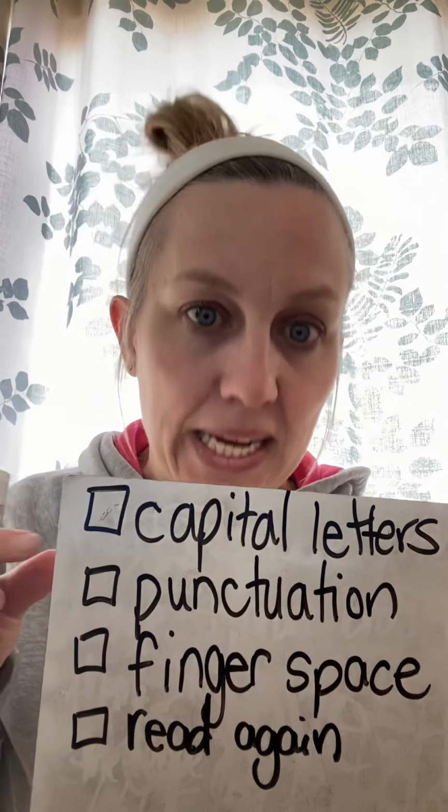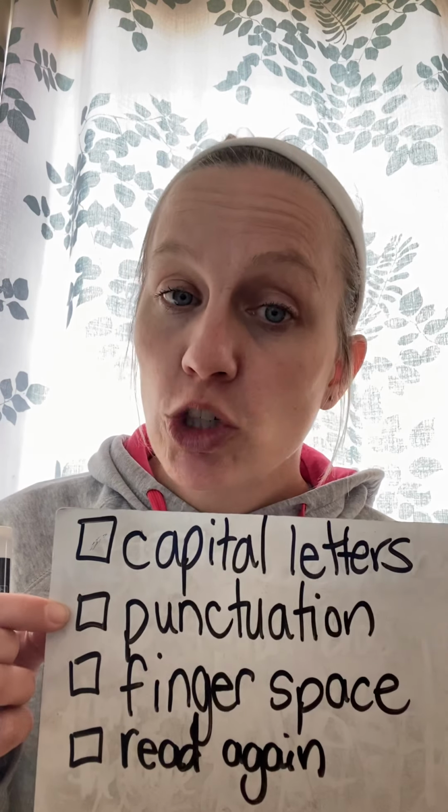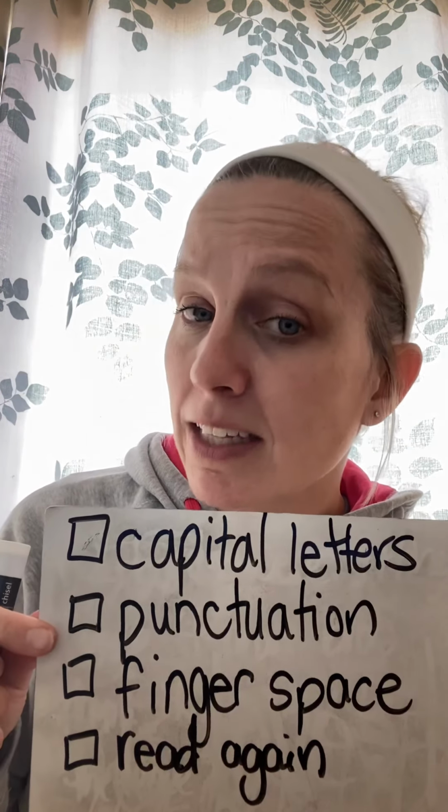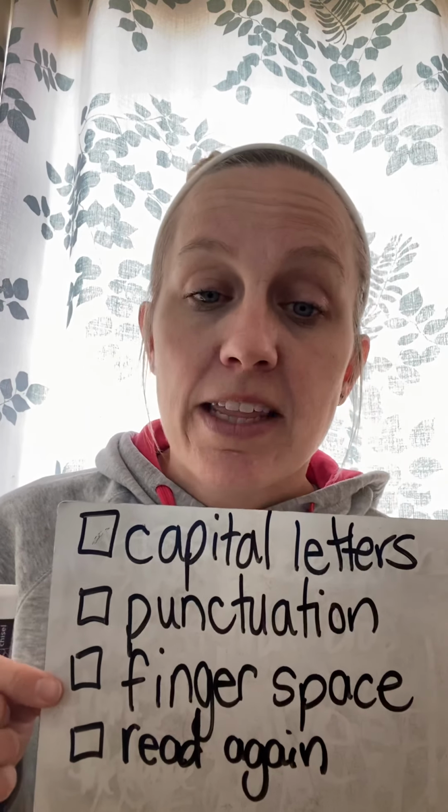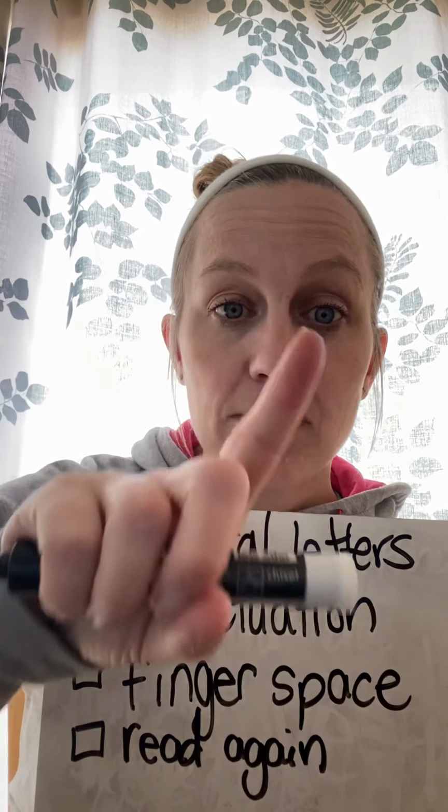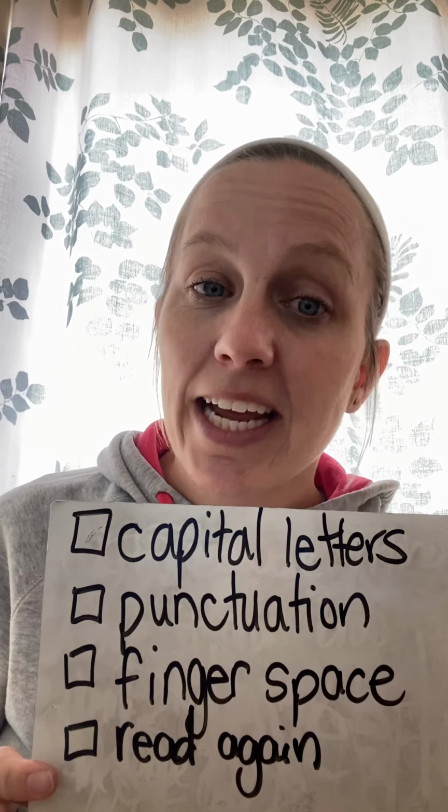We know we check for capital letters. Capital letters come at the beginning of the sentence unless it is the special name and a proper noun. Then we check for our punctuation, and punctuation comes at the end of the sentence. It could be a period, exclamation point, or a question mark. Then we check for our finger space between, and then we always read it again to make sure it makes sense. So I have an example here.